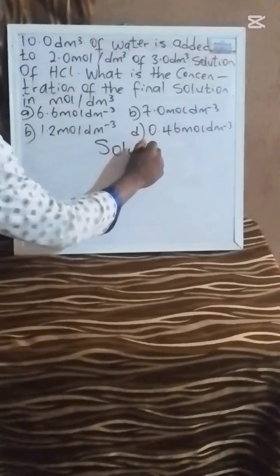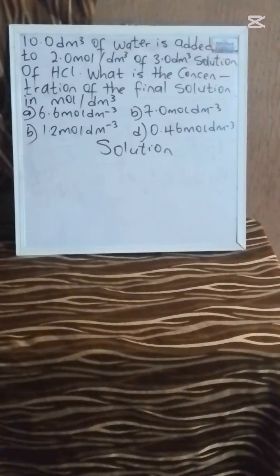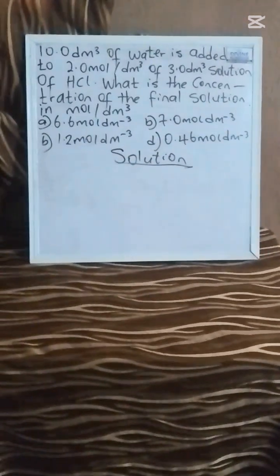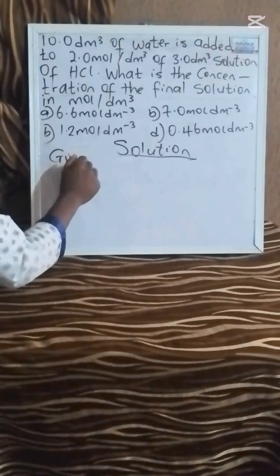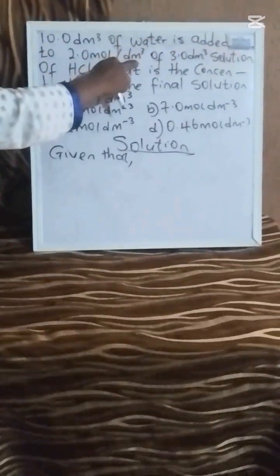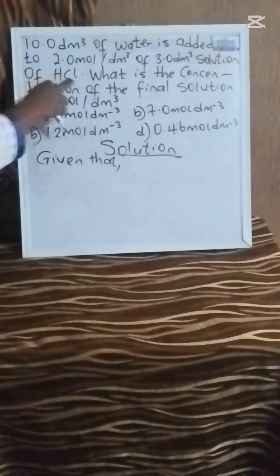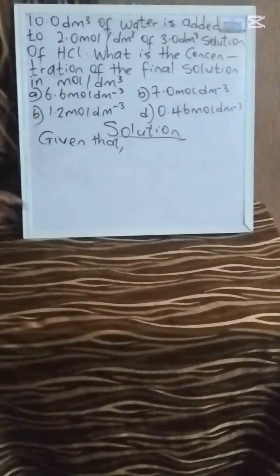Solution. Now given questions like this, the first step is to bring out your parameters so it won't be confusing. Let's read the question first. 10 dm cube of water is added to 2.0 mole per dm cube of 3 dm cube solution of HCl. What is the concentration of the final solution in mole per dm cube?